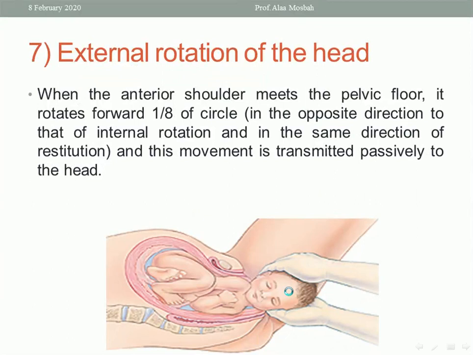Then we complete the rotation by external rotation of the head, another 1/8 circle. When the anterior shoulder meets the pelvic floor, it rotates forward 1/8 circle, in the opposite direction of the internal rotation and in the same direction as the restitution, and this movement is transmitted passively to the head. So the head rotates in the same direction as restitution, another 1/8 circle. So in left occiput anterior, the face will be directed to the right side of the mother.